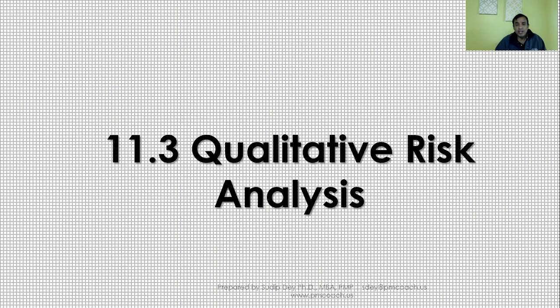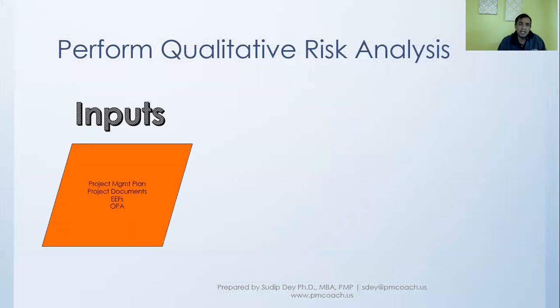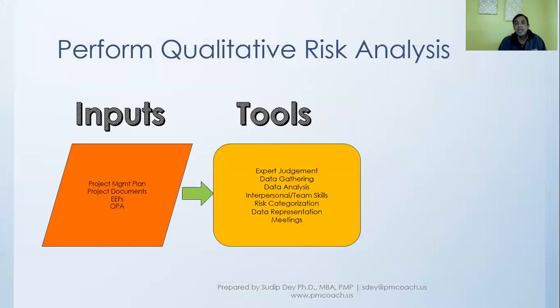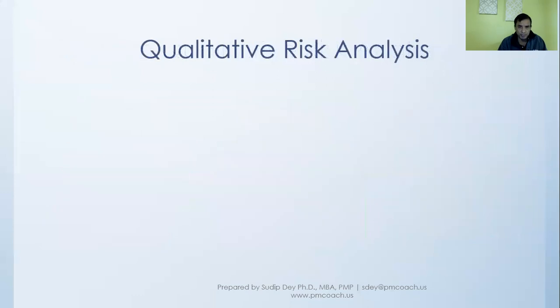Once we have identified the risks, we will move into our next process, which is the risk analysis, qualitative risk analysis. Now, in qualitative risk analysis, again, we'll have the management plan and project documents. In the project documents, our risk register will be one of the documents. Then we'll use different tools, and finally there will be updates, primarily on the risk register.